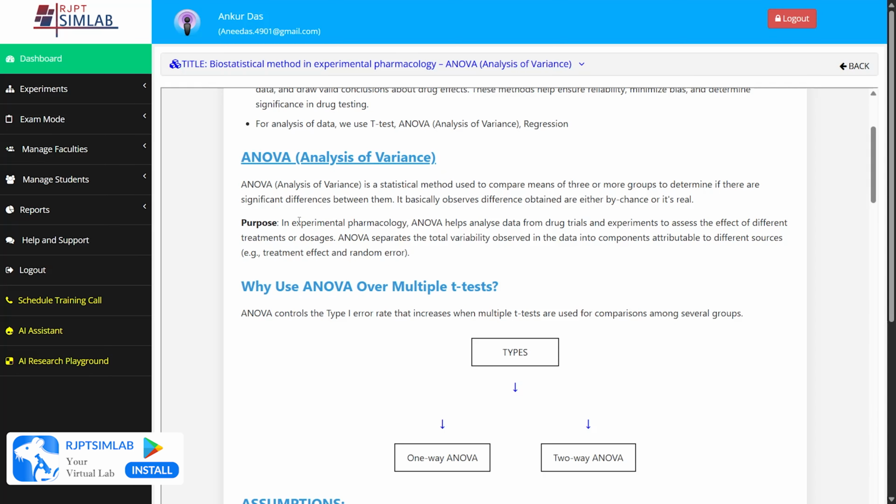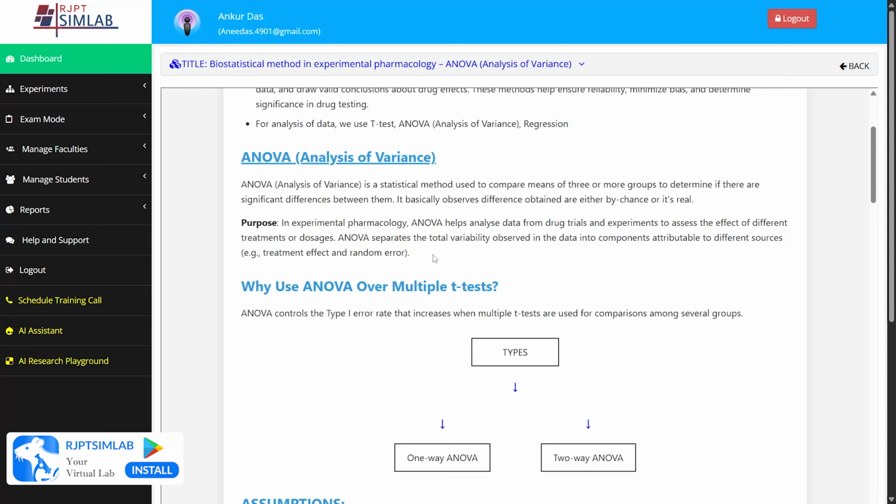The purpose of ANOVA is that in experimental pharmacology, ANOVA helps analyze data from drug trials and experiments to assess the effect of different treatments or dosage. ANOVA separates the total variability observed in the data into components attributable to different sources, for example treatment effect and random error. The above para says that this helps in the analysis of the data of the drug trials and experiments that we perform in experimental pharmacology, with which we can assess the effect of different treatments in the experiment.